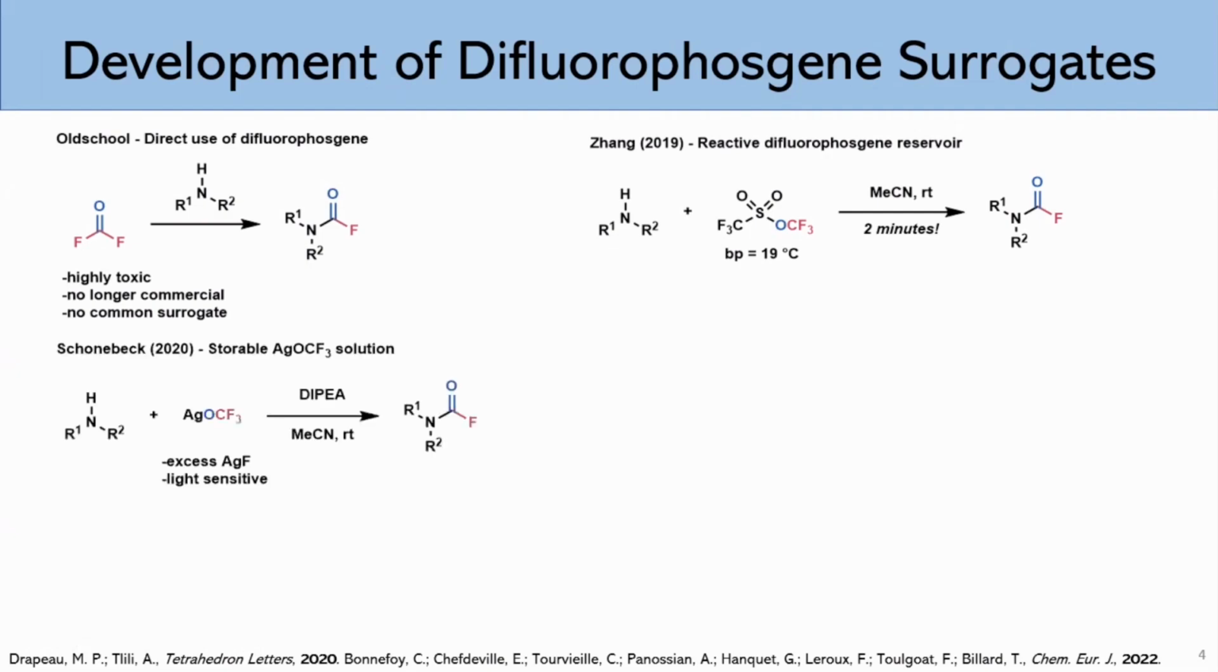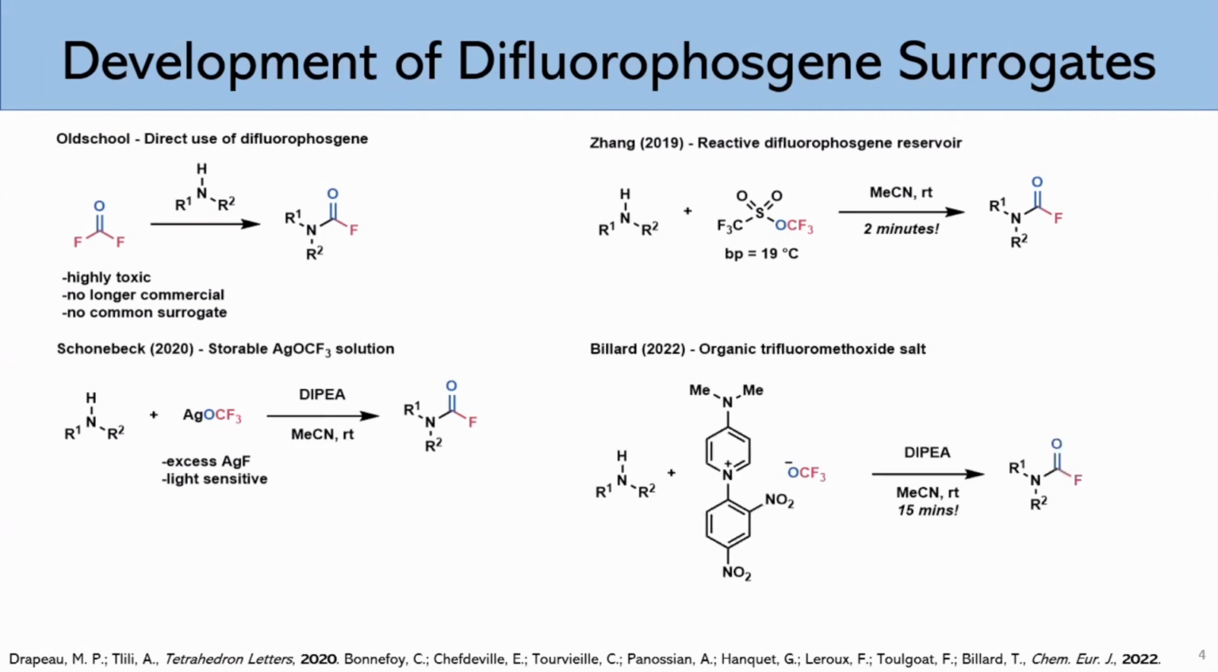This was further improved upon by the Schoenebeck group again, who obviously have an interest in these carbamoyl fluoride compounds as well, where they developed this relatively stable silver trifluoromethoxide solution. This also works well across a number of secondary amines. However, it needs to be prepared in a glovebox, so that also limits your practicality. It's light sensitive, and I believe you make this solution with 9 equivalents of silver fluoride to your triphosgene precursor. So that can be prohibitively expensive for small labs such as our own.